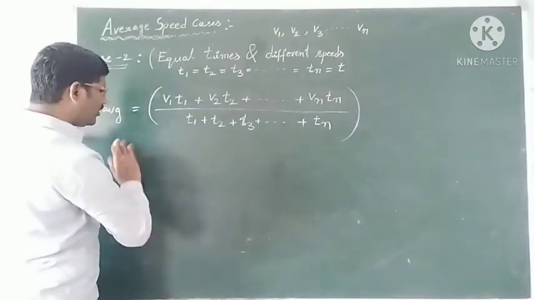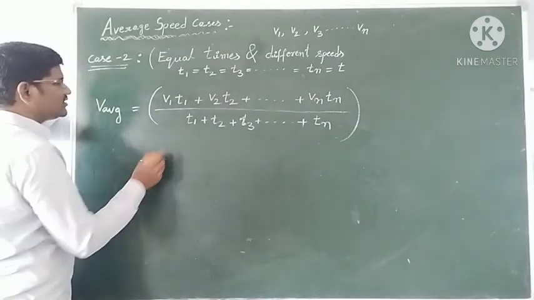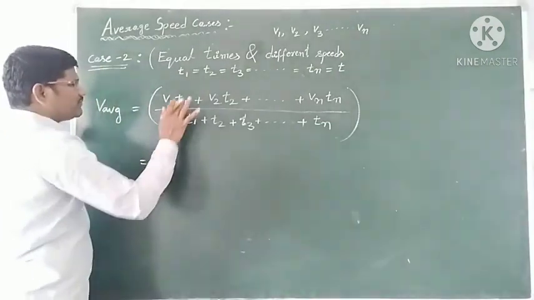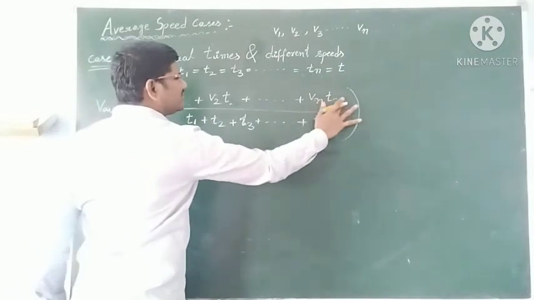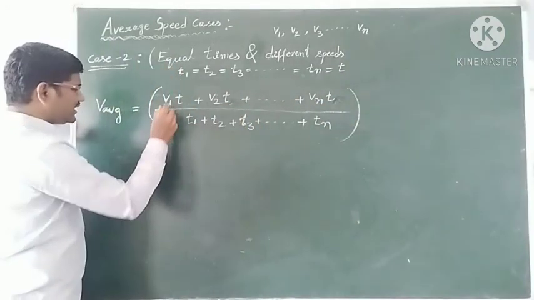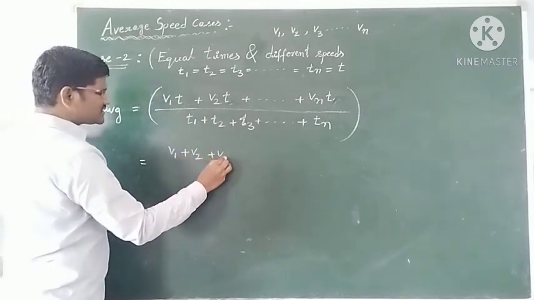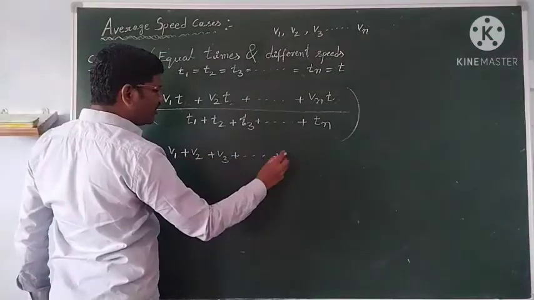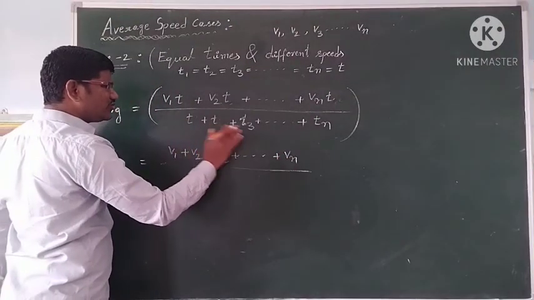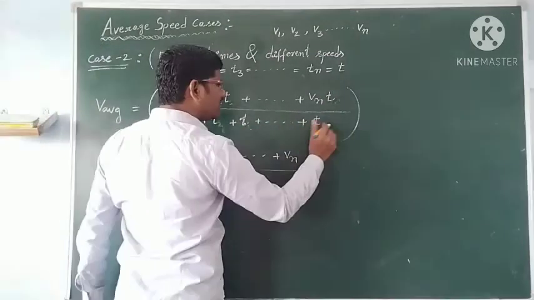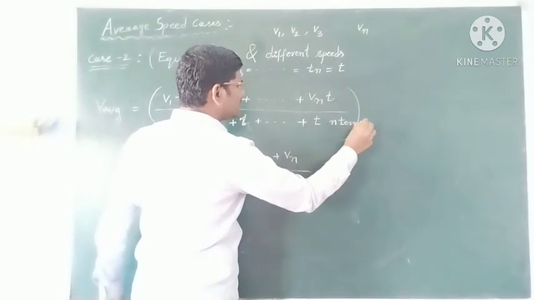So then what happens, you see students? All times are the same. So I am taking time common. If I take time common, V1 plus V2 plus V3 plus so on Vn by, T1 is T, T2 is T, T3 is T, Tn also T. But you have how many terms? You have n terms.